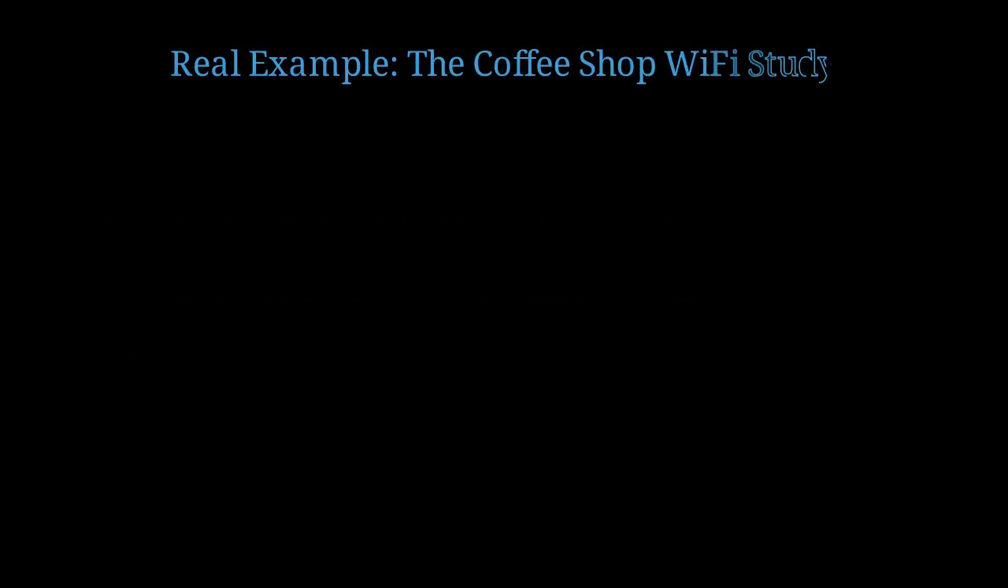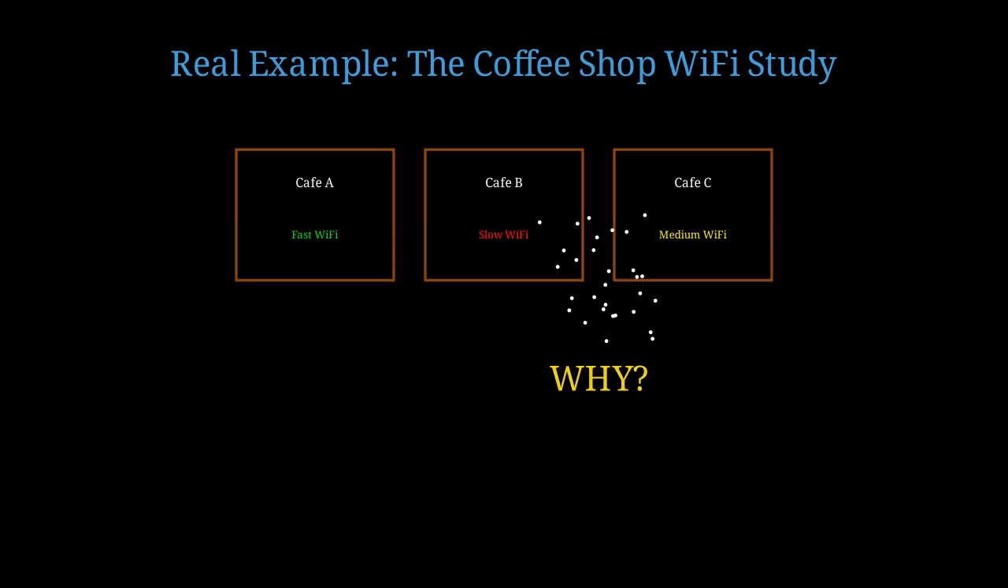Let me give you a real example that a student actually did, with a humorous twist. A high school student noticed that the Wi-Fi in different coffee shops had wildly different speeds. Instead of just complaining about slow internet, this student turned it into a research project. They systematically measured Wi-Fi speeds at 20 different coffee shops, noted factors like router placement, building materials, number of users, and time of day.